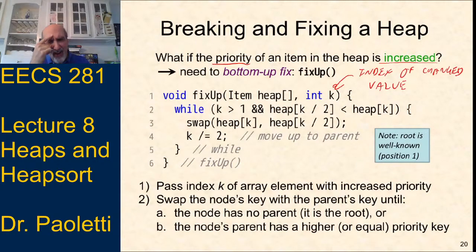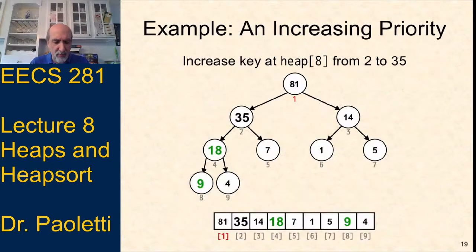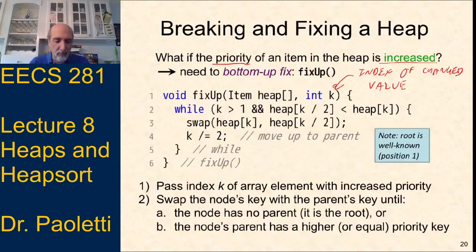Okay, well, what is index 1? Let's look back at the previous slide. Index 1 would be the root. Aha. So while k is greater than 1 is the same as saying while you are not at the root. Okay, so while you are not at the root and heap[k/2] is less than heap[k]. If my index is k and I'm not the root, then k divided by 2 would be my parent going upward.